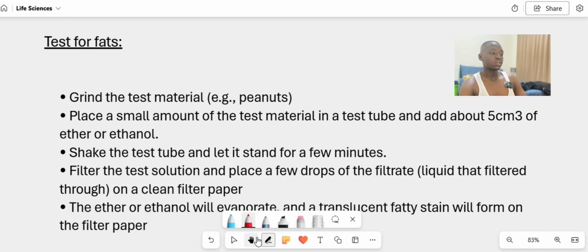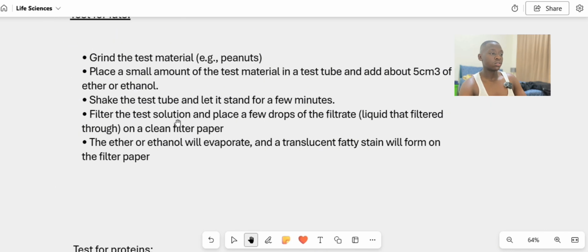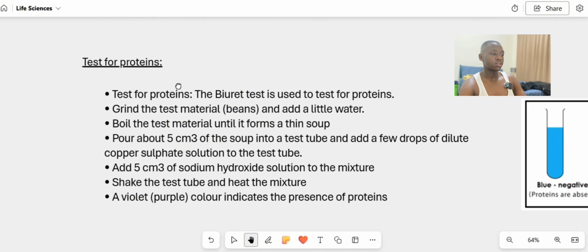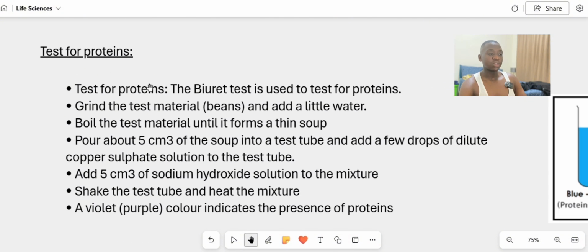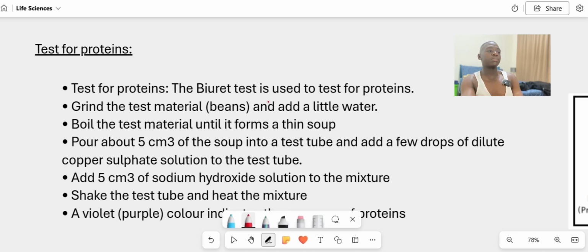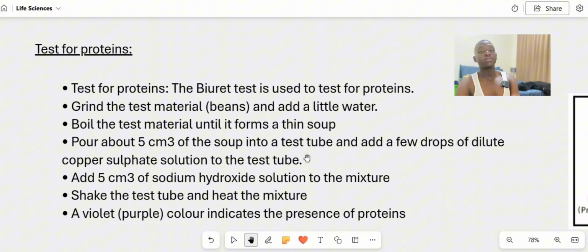So with that, my grade 10s, I would like to conclude this lesson. Hopefully, there is my mistake. I felt that there was something missing. The test for proteins was the Biuret test. So you test proteins with the Biuret. Each and every time they ask you what solution is used to test for proteins, you can say the Biuret. I'm not sure that I'm pronouncing it right, but bear with me.